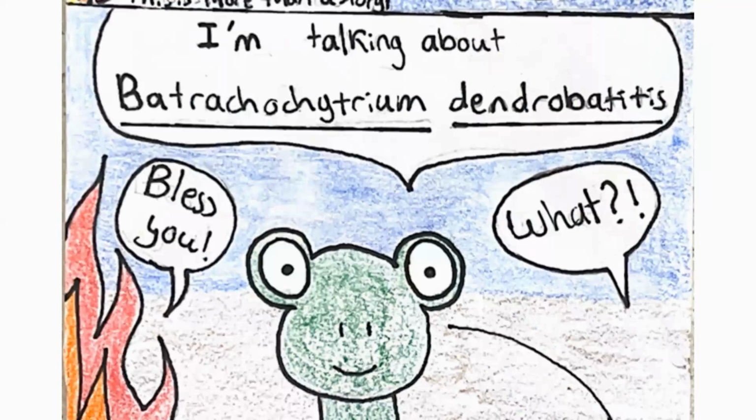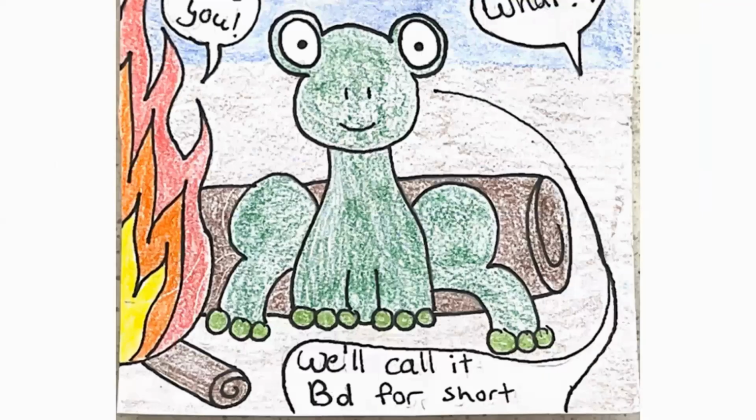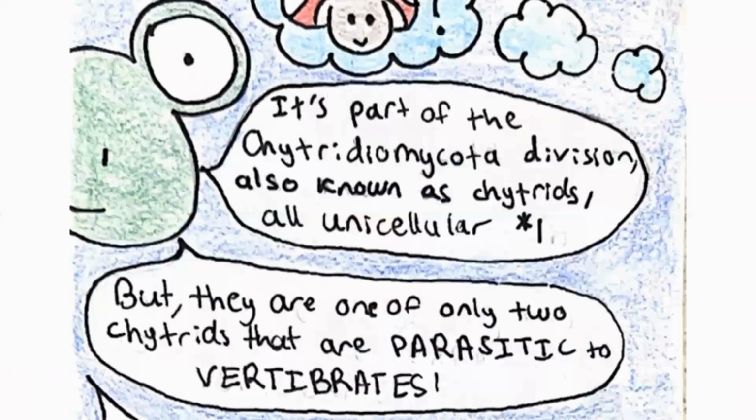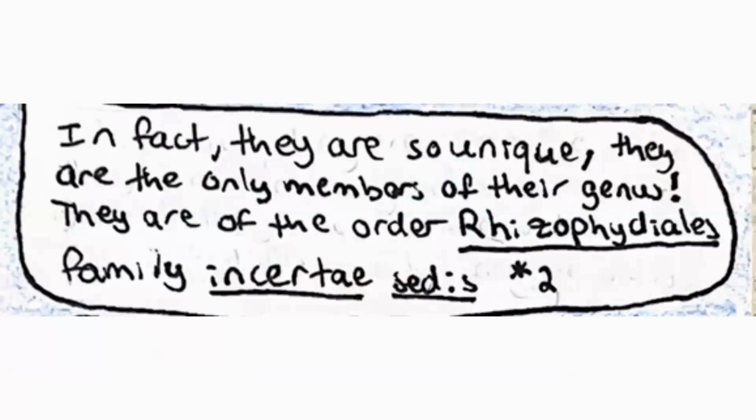I'm talking about Batrachochytrium dendrobatidis. We'll call it BD for short. This strange organism is a fungus. It's part of the Chytridiomycota division, also known as chytrids. These are all unicellular, but they are one of only 2 chytrids that are parasitic to vertebrates. In fact, they're so unique that they're the only members of their genus. They're part of the order Rhizophydiales, family Incertae sedis.